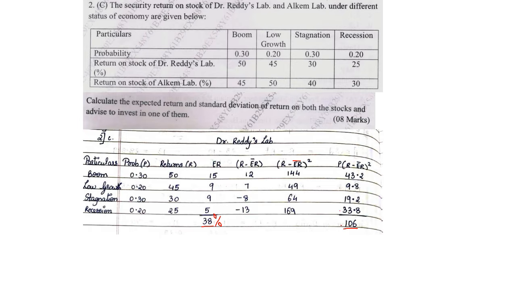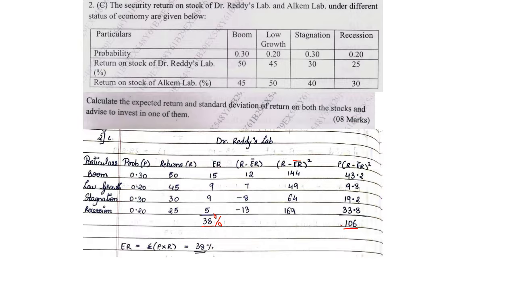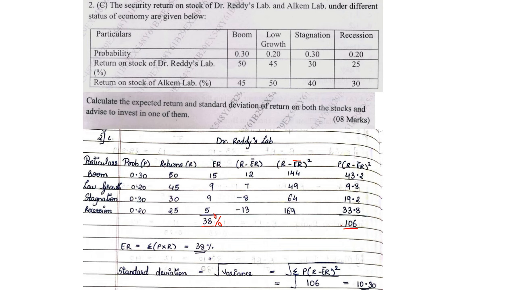So now let us put into the formula and see what are the various answers that we get. The first thing was expected return. We got 38%. In order to find standard deviation, we need to find the root of variance, which is the root of the last column total, the root of 106, which is 10.3. So we got the return as 38% and the standard deviation as 10.3. This is of Dr. Reddy's Lab.